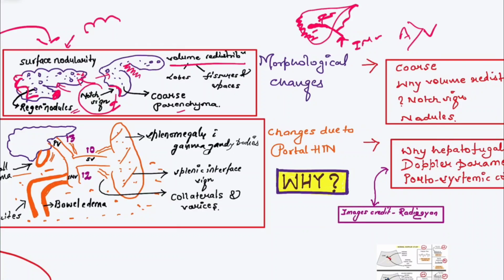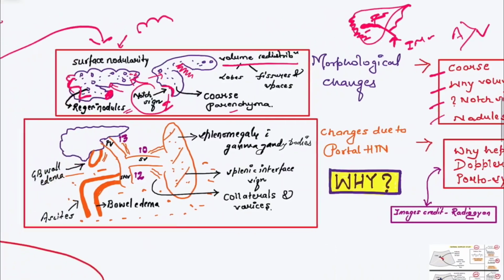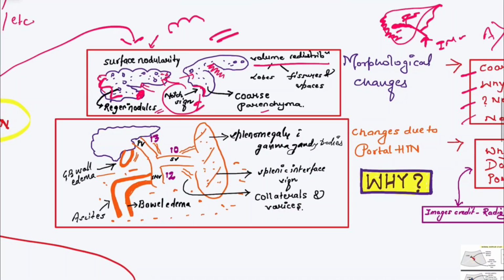Okay. So the liver becomes coarse, there is volume redistribution, there is widening of the fissures and spaces, there is this notch sign, and there are nodules. We'll discuss these nodules later in our videos in much more detail. So these are the morphological changes in the liver. Next is the changes due to portal hypertension.